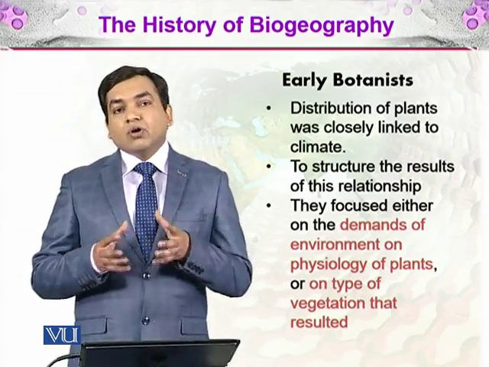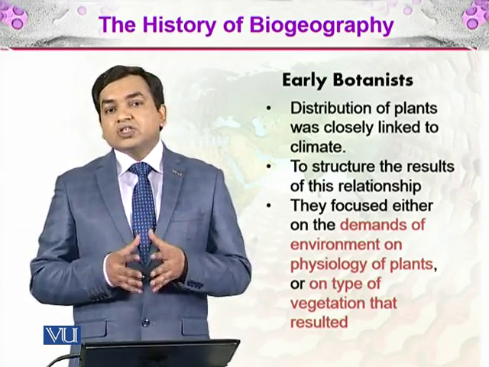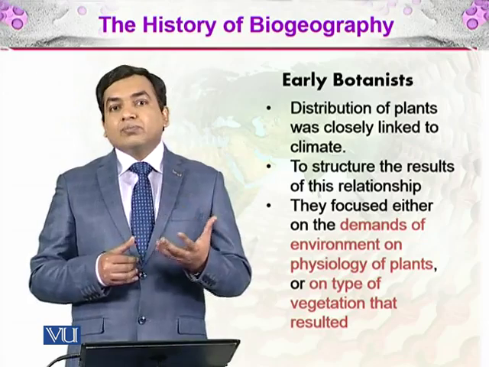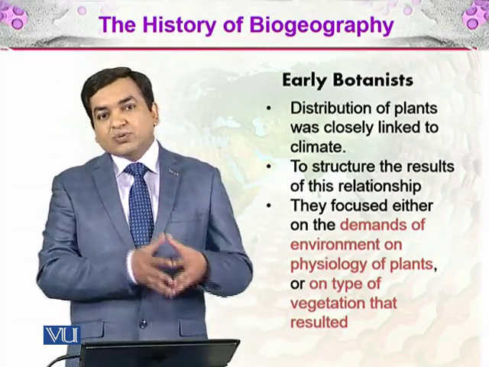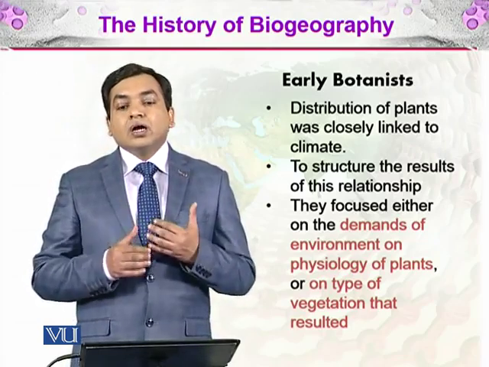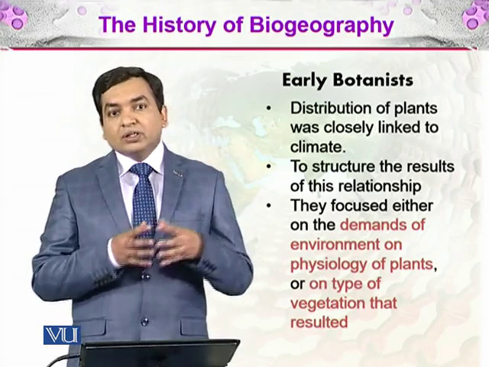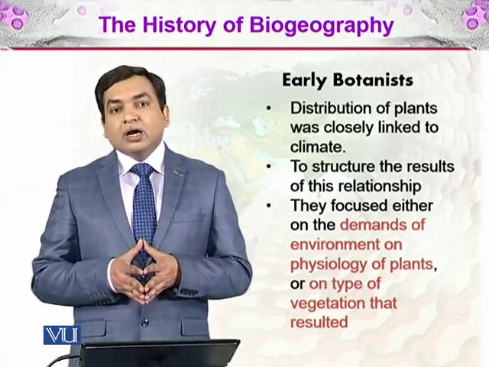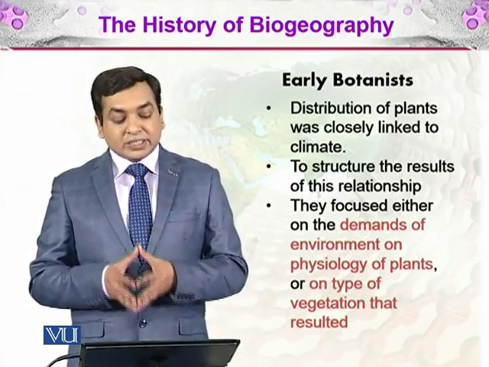So if a plant is living at one place, it is just because that environment is conducive to that plant. That's why it is living there, or it is the plant's geographical limitation. So all the early botanists were working along the same lines.